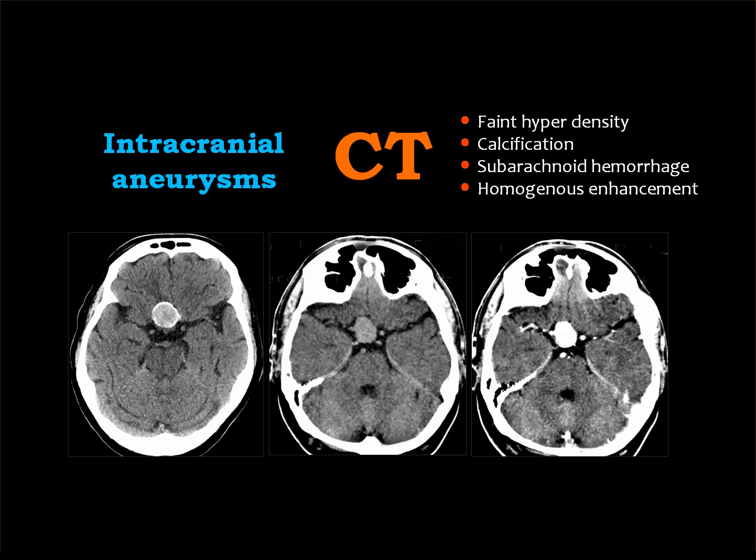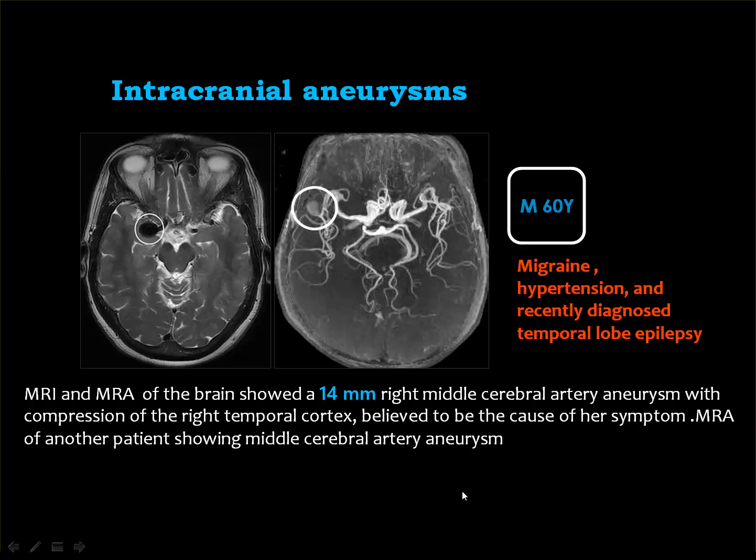Then if you are asked in the exam, what are the findings in the CT scan of a patient known to have an intracranial aneurysm? Then you should say that the aneurysm itself will appear slightly hyperdense in the pre-contrast study. Marginal calcification can be seen. If you inject contrast material, you'll see homogeneous enhancement. If there is some bleeding from the aneurysm, you can detect a subarachnoid hemorrhage.